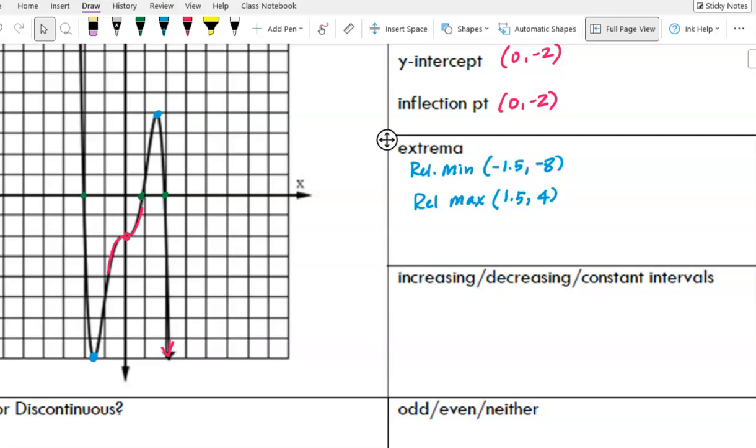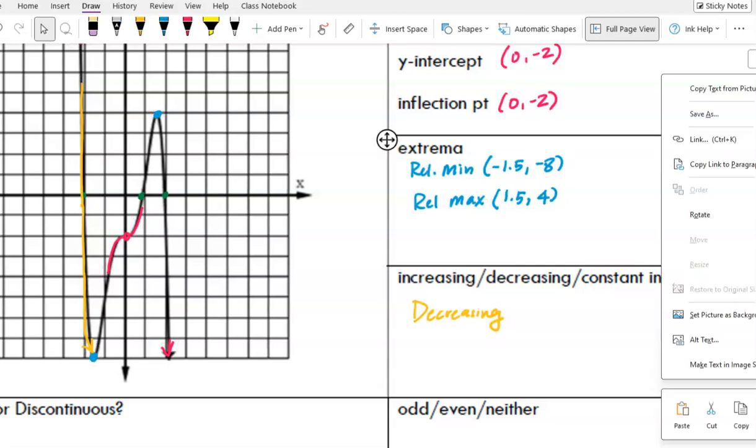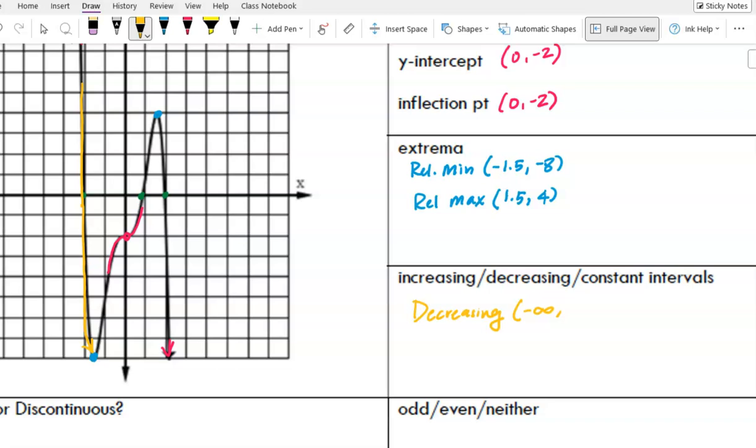Increasing. So first of all, let's look from left to right. We know that all of this, let's put it in a different color, let's put yellow, is decreasing all the way down to that relative min. And so the decreasing interval, we put the x values, we can say negative infinity to, we're putting the x value, the relative min, negative 1.5. And remember that's parentheses.